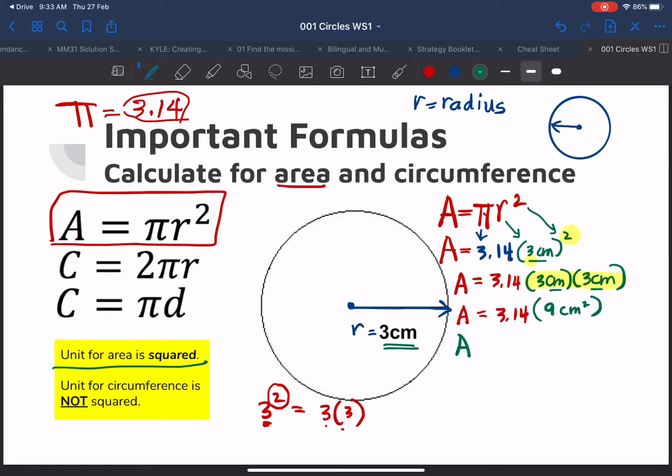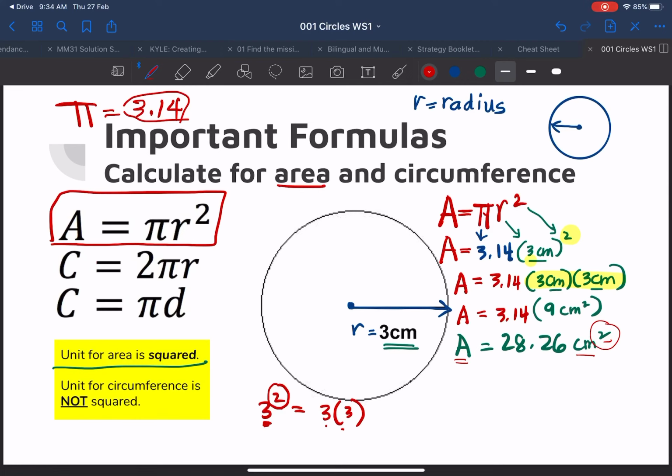And so A is equal to, I'm just going to multiply it with my calculator. 3.14 times 9 gives you 28.26 cm squared. Now take note, you always need to include the unit and it's squared. Area, the unit is always squared.